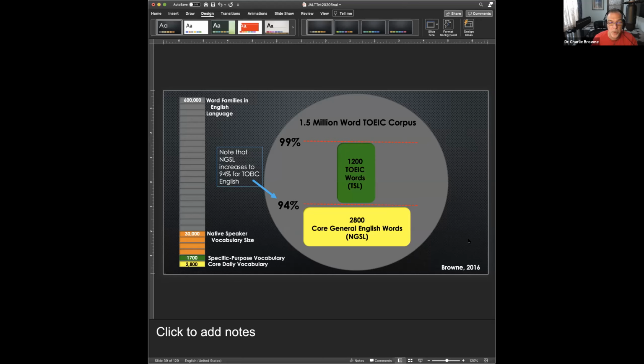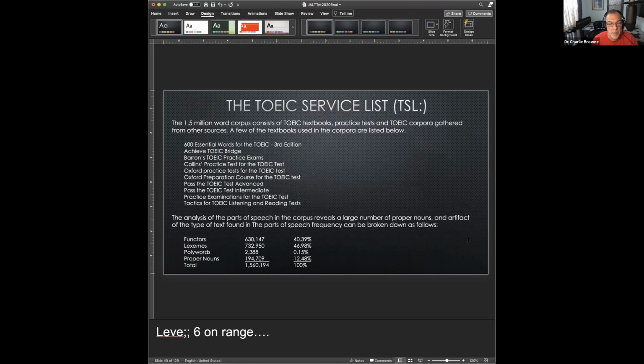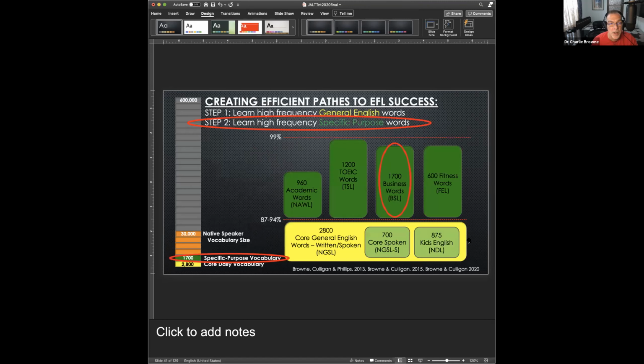You also should note that the NGSL, just the NGSL alone, 2,800 words, offers 94% coverage for the TOEIC test. So the NGSL is a fantastic starting point for TOEIC preparation. And this is just a very quick sample of some of the things that are in the TOEIC service list. You can see most of this information on the webpage, so you can go back and look slower later.